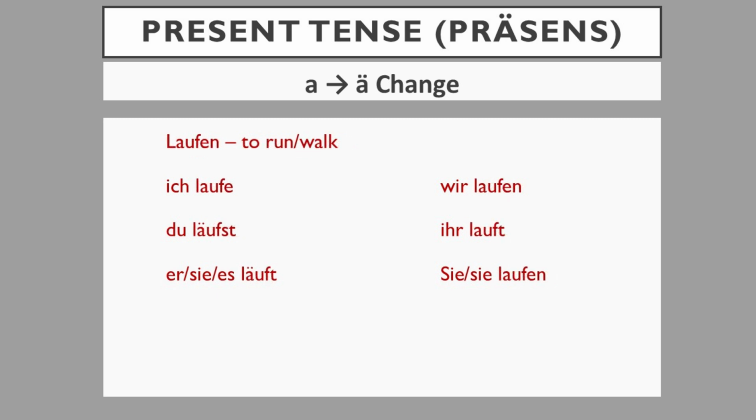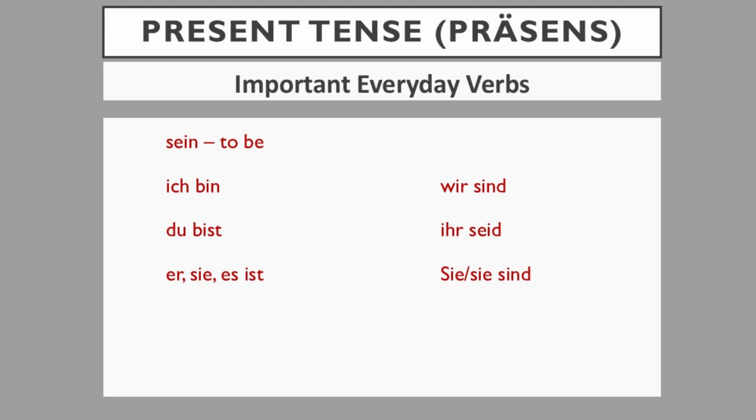Laufen means to run or to walk. We say, ich laufe, du läufst, sie, es läuft, wir laufen, ihr lauft, sie laufen. Remember, the endings are familiar. The important change happens inside the verb stem. That's all about the pattern changes.